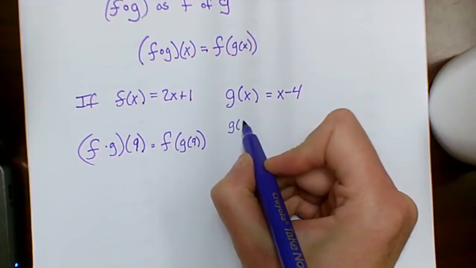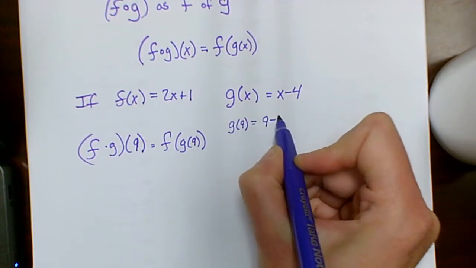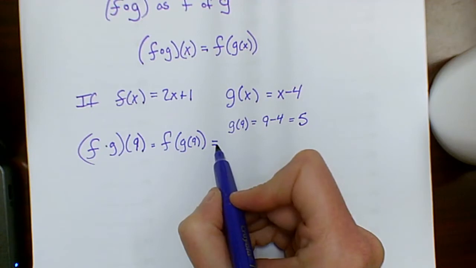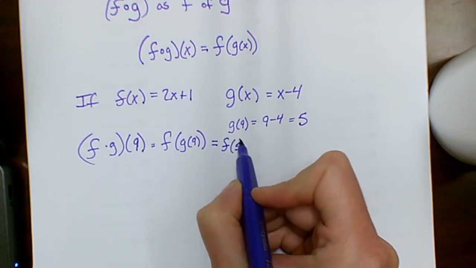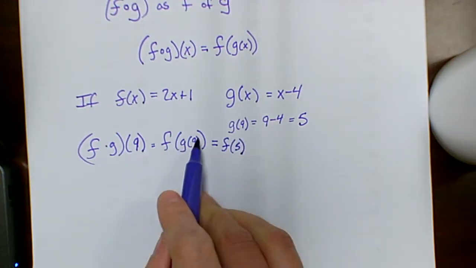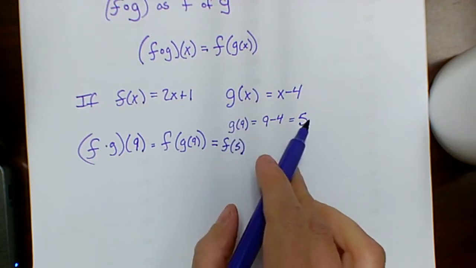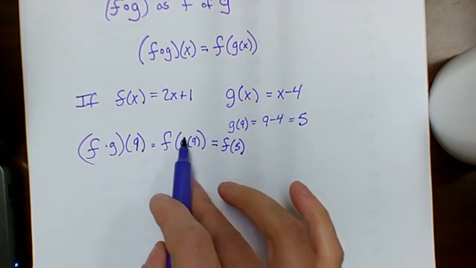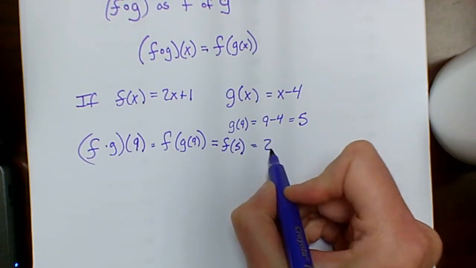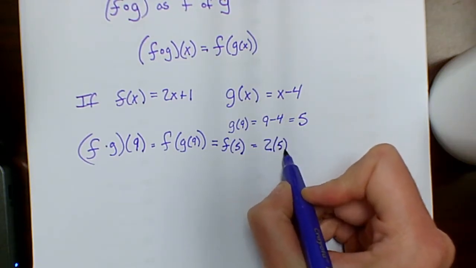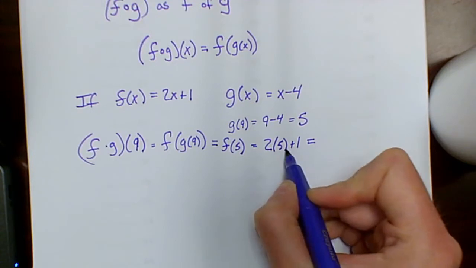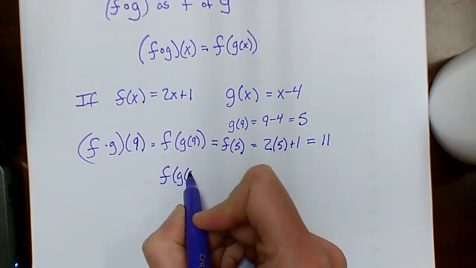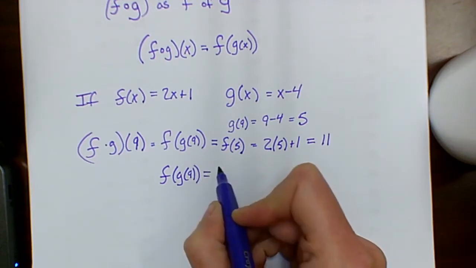So g of 9 is 9 minus 4, which is 5. So this actually will be f of 5. See the g of 9? Well, g of 9 is 5, because we took 9 minus 4 is 5. So f of 5 is 2 times 5 plus 1. 10 plus 1 is 11. So f of g of 9 is 11.